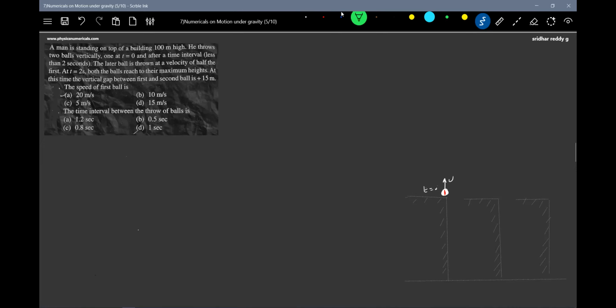The second ball I'm going to throw with a velocity half of the first ball. There is some instant of time, let it be t1, and at that instant the first ball will be somewhere here. I think this is the very important part of the problem. The ball 1 might have ascended some height.